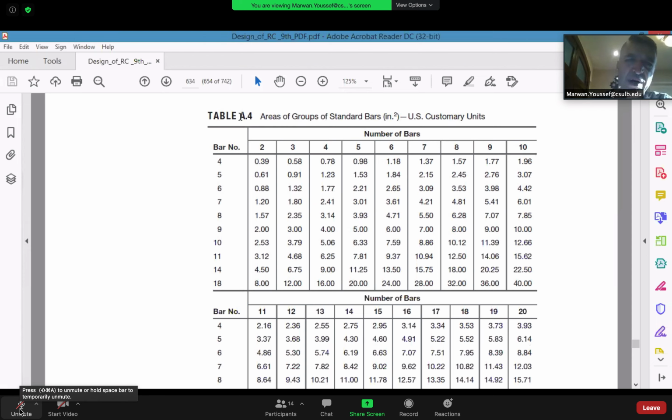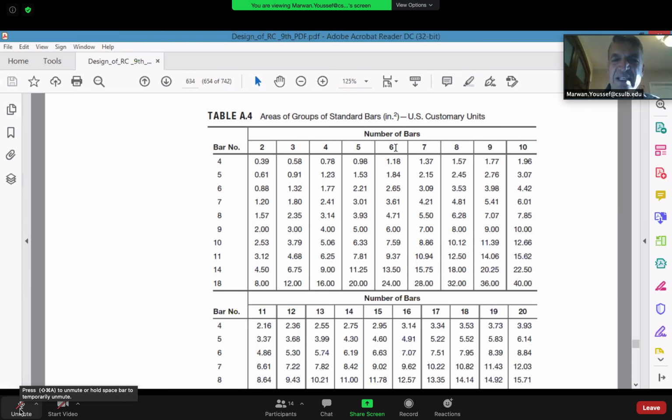A4, again, the bar numbers. Notice that he didn't list number 3 bars here, because we very seldom use number 3 in beams and all that. It's a small one, usually used for stirrups and ties. But what this table does is, let's say you have 5 number 6 bars. See, number 6 bars, 5 of them, the area of 2.21. See that? Number of bars, 5 bars, number 6, 2.21 inches square. Look at the unit, that's the area of the bar. So this gives you the group of the bars.